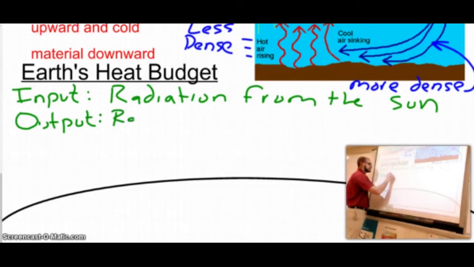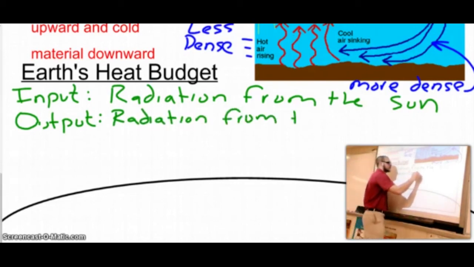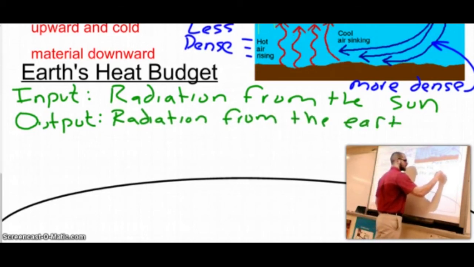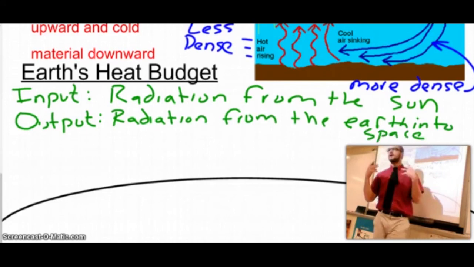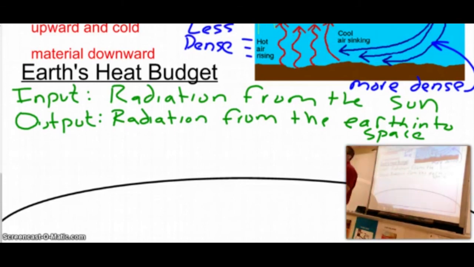So radiation from the Earth into space. So just like we are radiating heat away from our bodies, the Earth is radiating heat up into space. And it's a budget. So we have radiation coming from the sun, and we have radiation leaving the Earth, and it needs to be at least balanced. Just like you need to not spend more than you earn. If I give you $10, spend $10. If I give you $10 and you only spend 8 of them, you still got $2 somewhere.